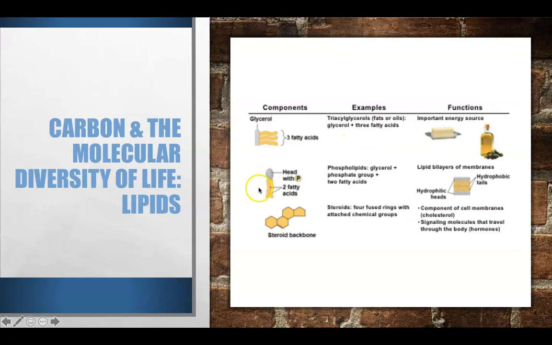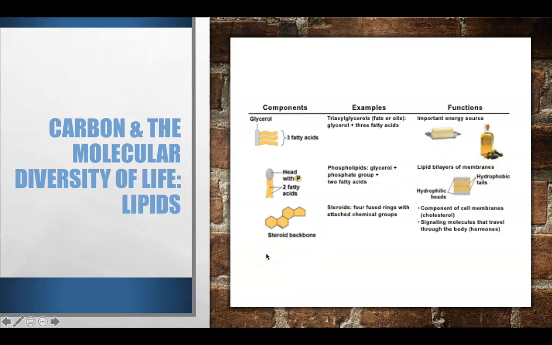Now, on the other hand, you can have one of these fatty acid chains replaced with a phosphate choline head. If that happens, you're only going to have your glycerol, 2 fatty acid chains, and then that phosphate, which is going to create a phospholipid. This is the major component of the cell membrane.